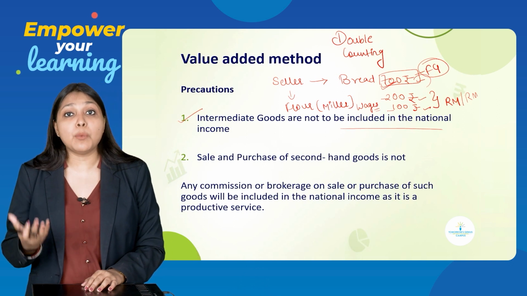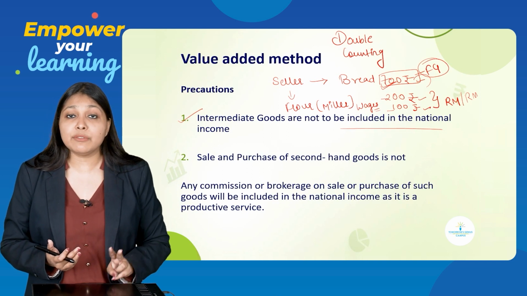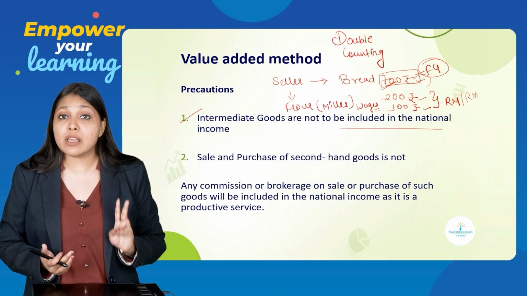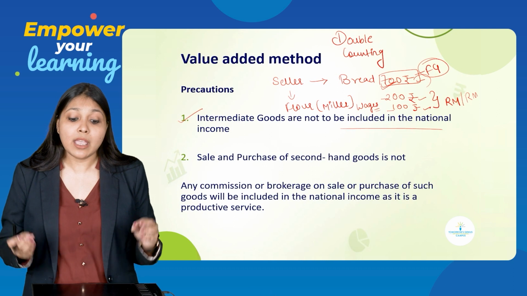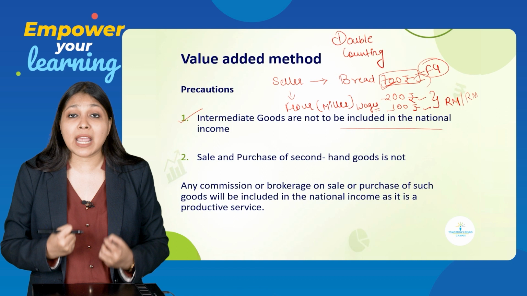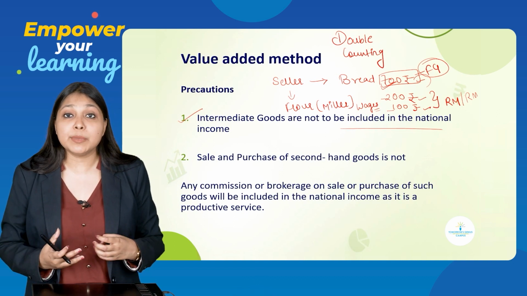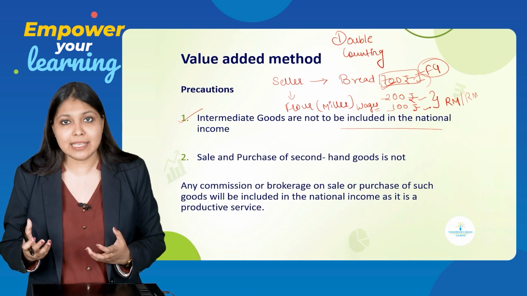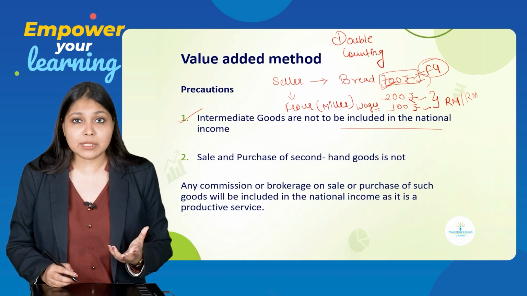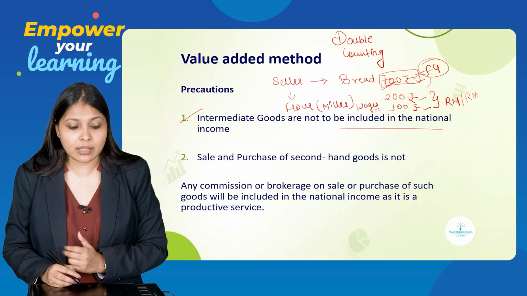If you include it once again, then the amount will be entered two times, which will not give you an accurate figure of national income. So that is why we always consider only and only the price of final goods. We do not consider the price of intermediate goods while computing national income. So, this is a very important precaution which you have to take while computing national income using value added method.